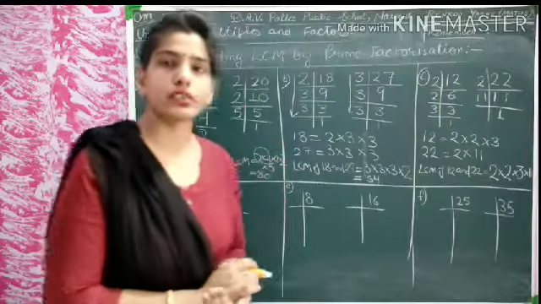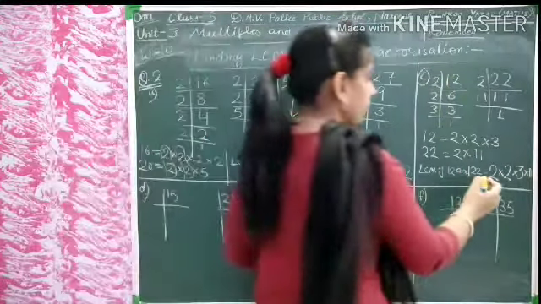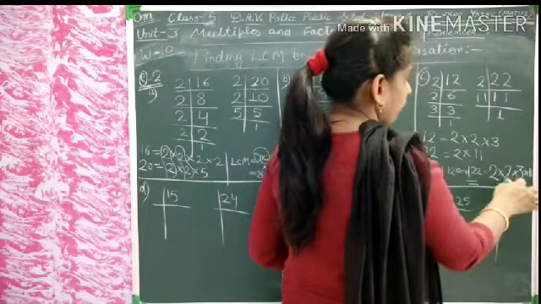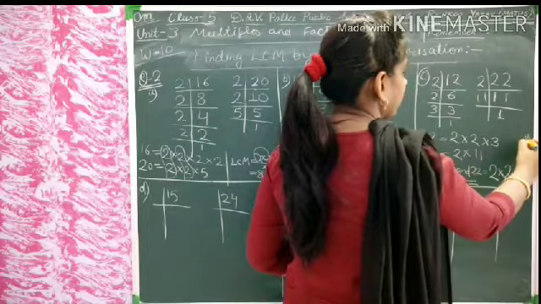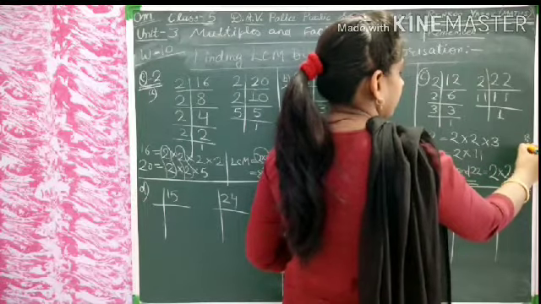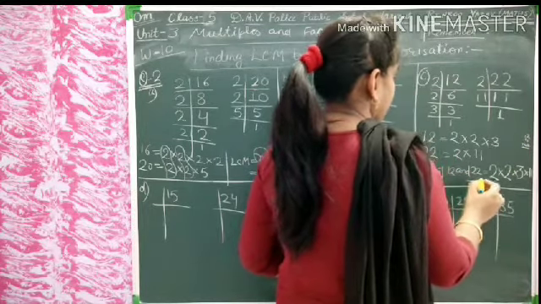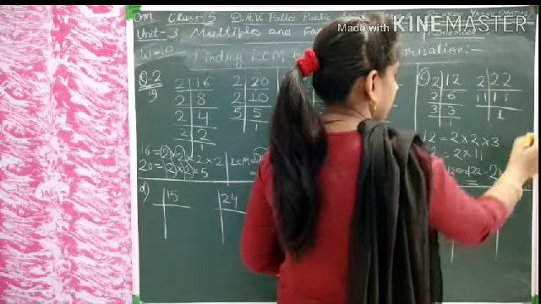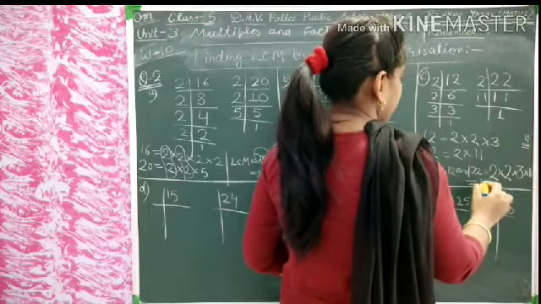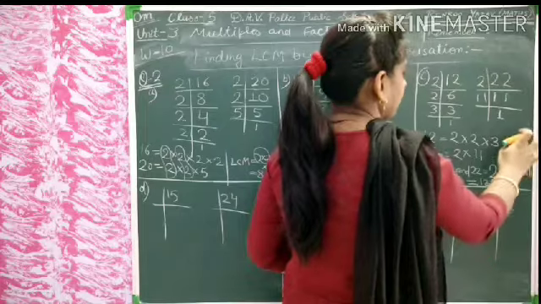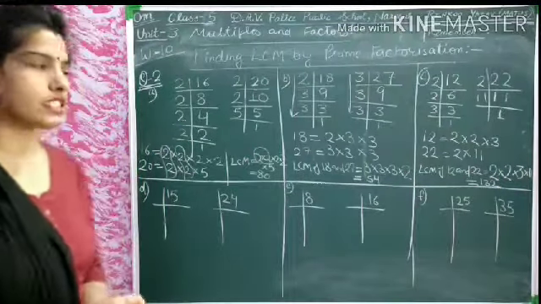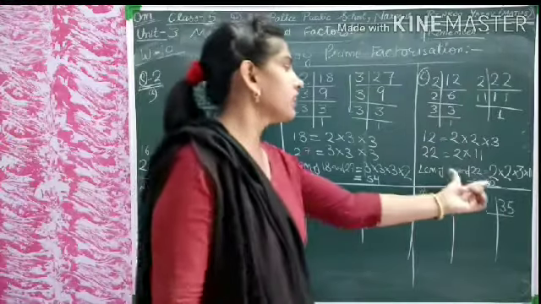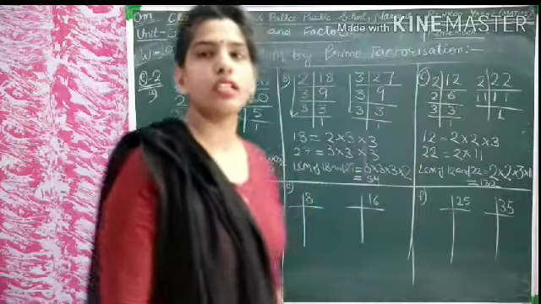Is this clear, students? Now we will take the product of these numbers. 2 3s are 4, 4 3s are 12, and 12 11s. That is the number here. Is this clear, students? This is the LCM of both the numbers.